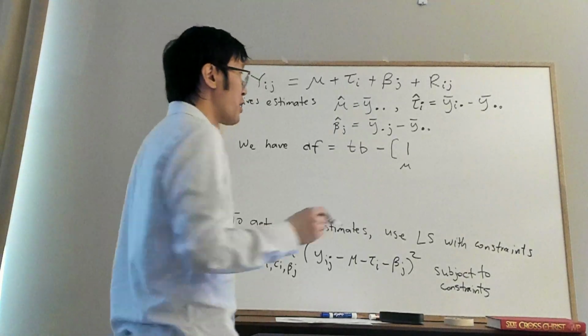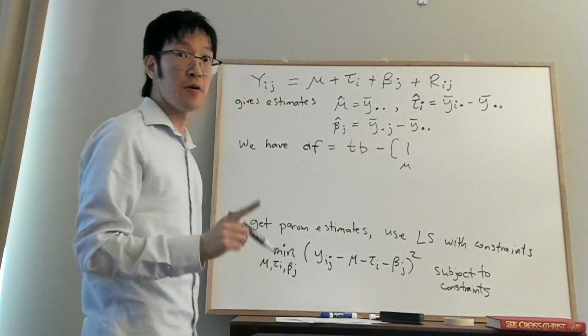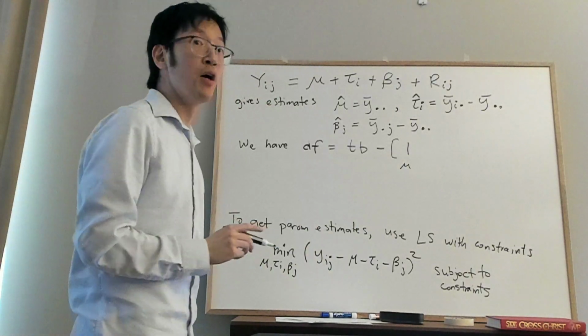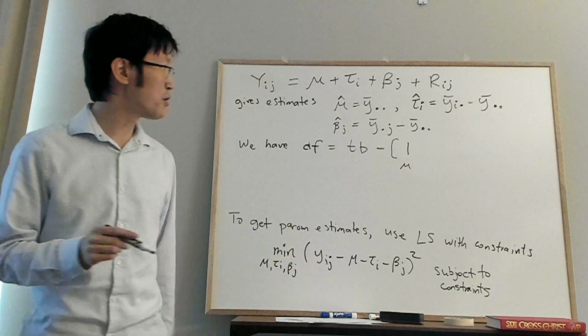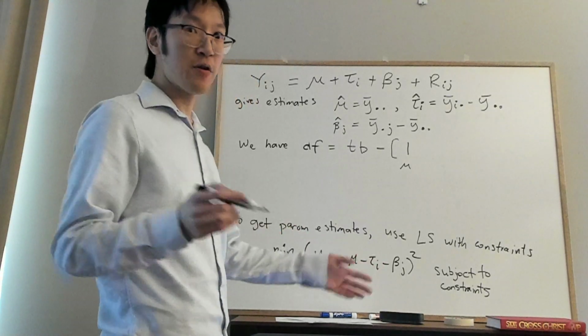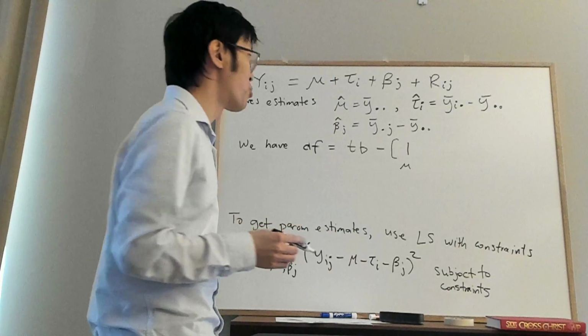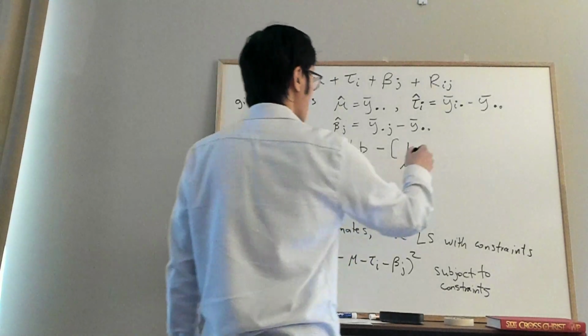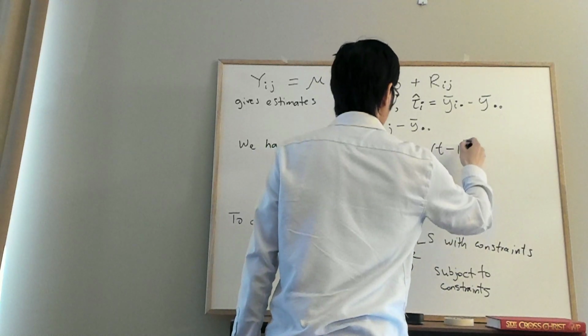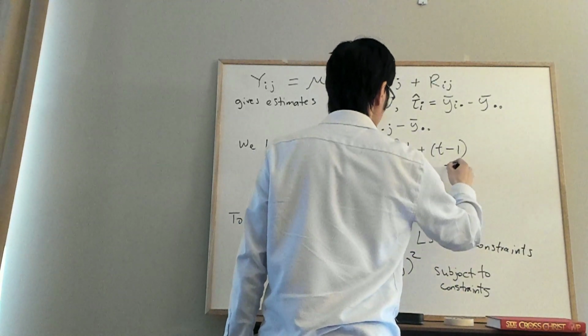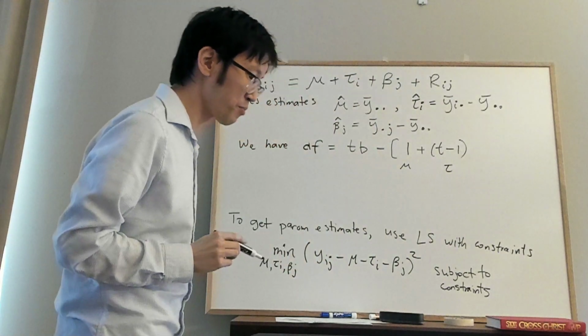Okay, and then now I have T treatments. So therefore there are T tau i's. However, there is a constraint on the tau i's. The summation of tau i is 0. So after accounting for the constraint, I have one less tau parameter that's considered a free parameter. So we have T taus, but one constraint, so subtract out the constraint. This is how many tau parameters we need to estimate.